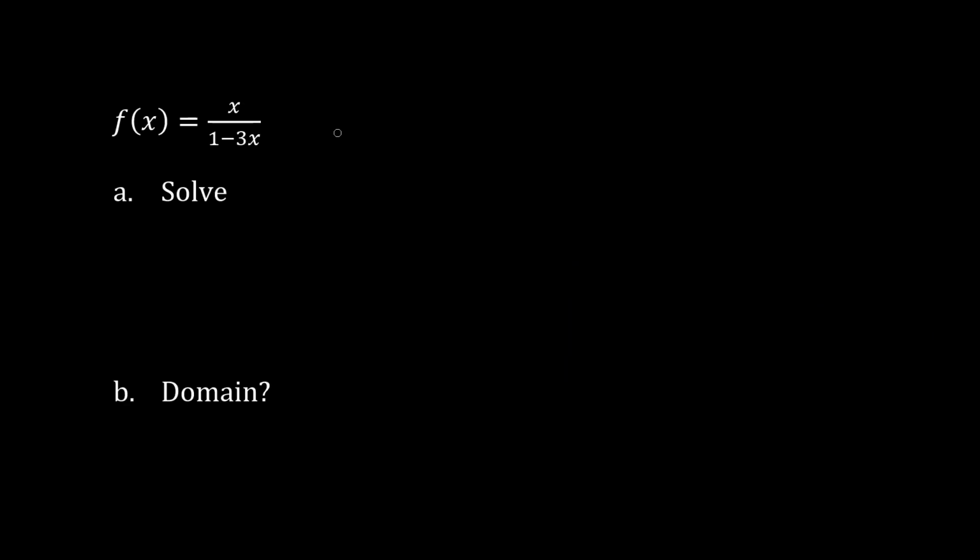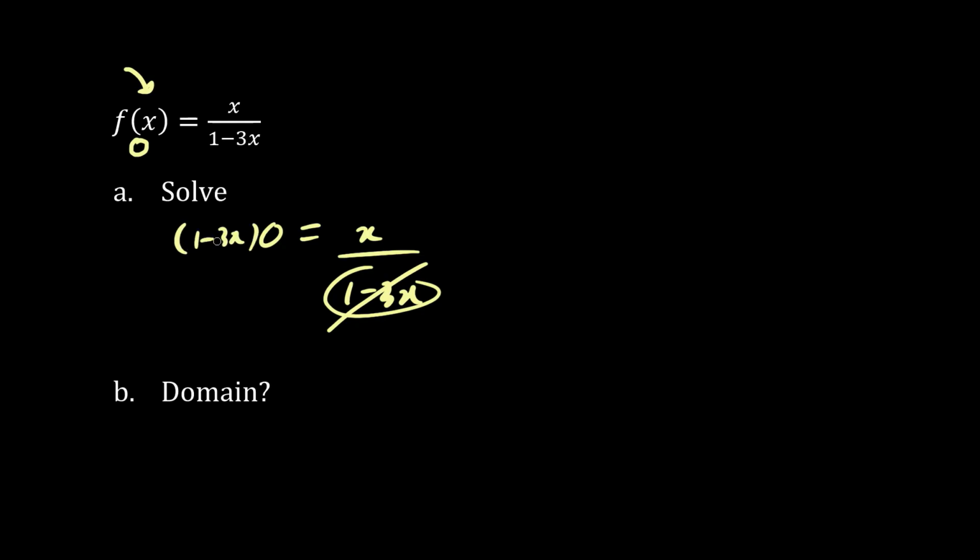Let's solve this rational function. To solve, we're essentially finding the x-intercepts. So we're setting y, or f of x, equal to 0. 0 equals x over 1 minus 3x. And when we multiply both sides by the denominator, this denominator disappears. Multiplying the left side by the denominator, we have 0 times 1 minus 3x, and anything times 0 remains 0. So we have the numerator, 0 equals x, and that's our solution.